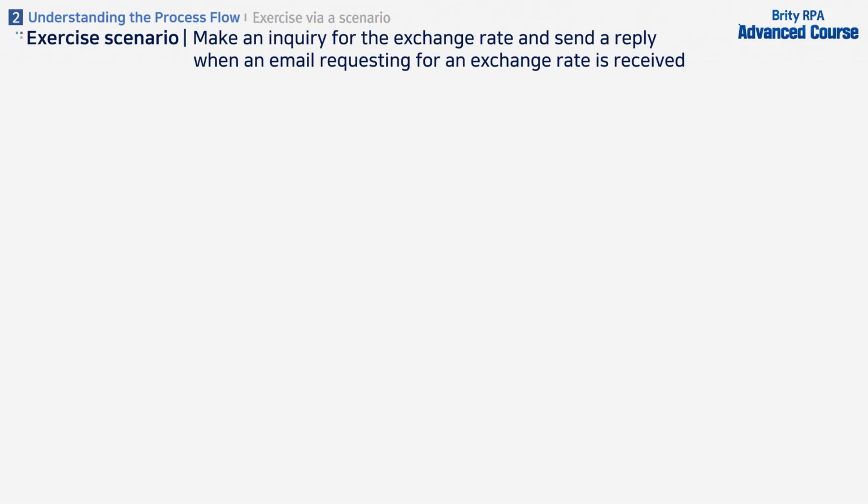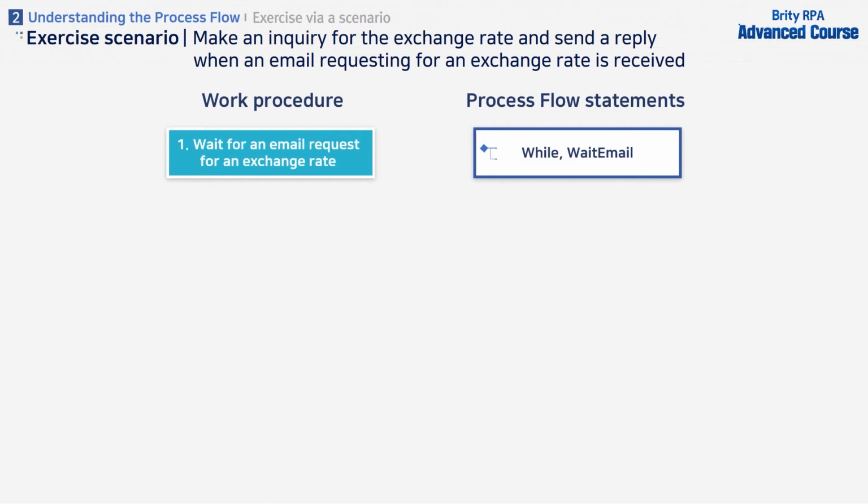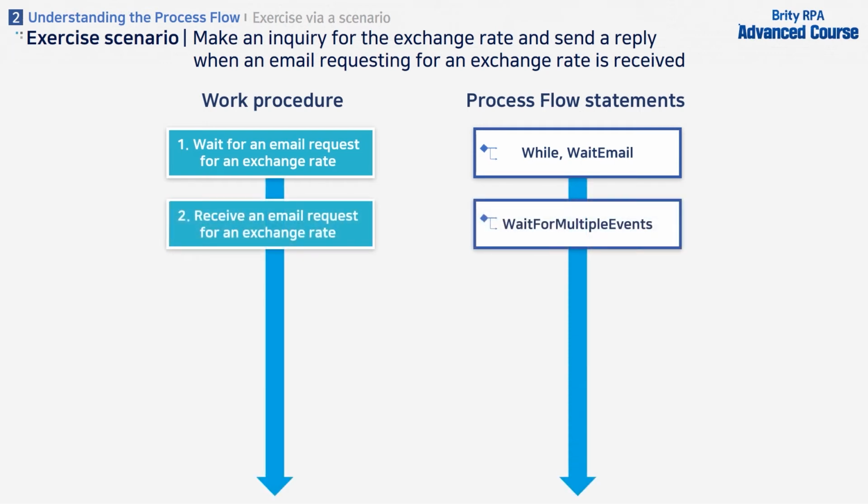Let's take a look at the improved work procedure utilizing Brity RPA. First, the process flow waits for an email requesting an exchange rate utilizing the while and wait email activities. When an email request for an exchange rate is received, the result of the mail reception is returned to the Wait for Multiple Events activity.